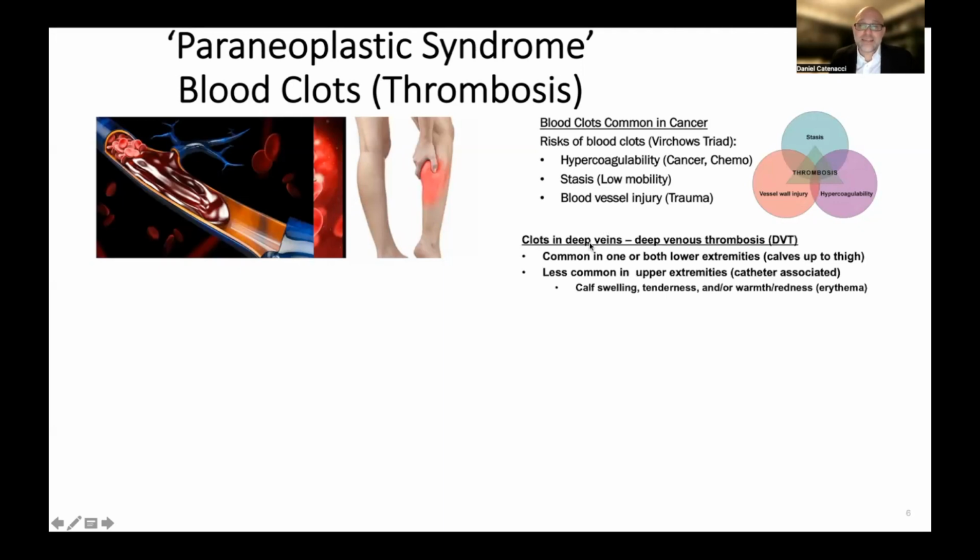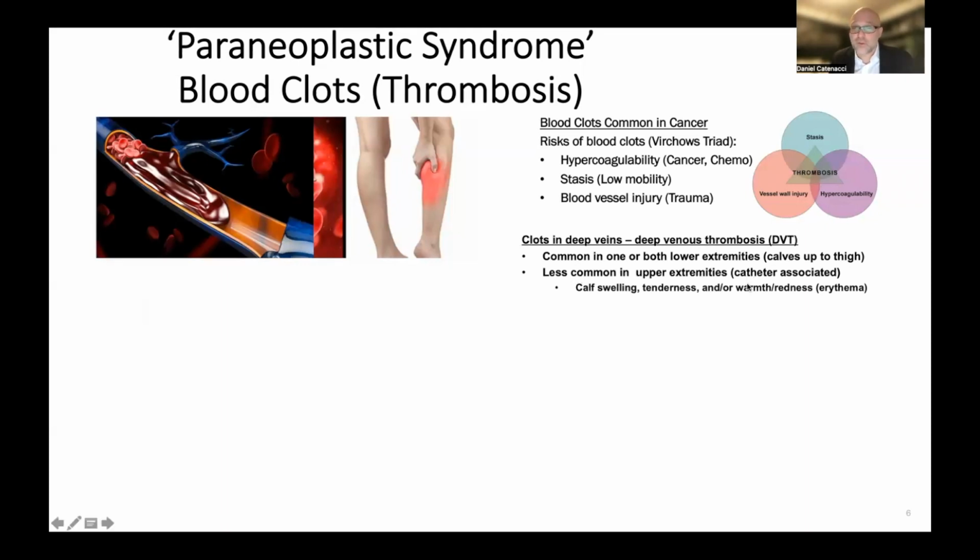Clots occur in deep veins, or what we call deep venous thrombosis, or DVTs, and they most often occur in the lower extremities, can be in one or both. They often present in the calves, and they can be even up into the upper thigh. Less commonly, they can occur in the upper extremities and can be, in those situations, usually associated with a catheter being placed. There's a portacath, and we have a video about portacaths.